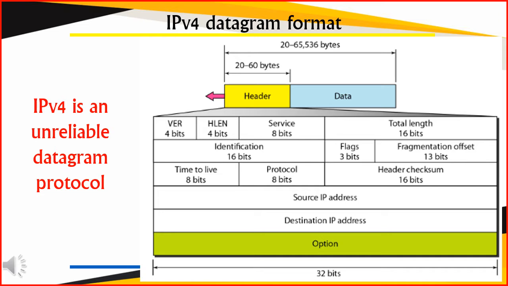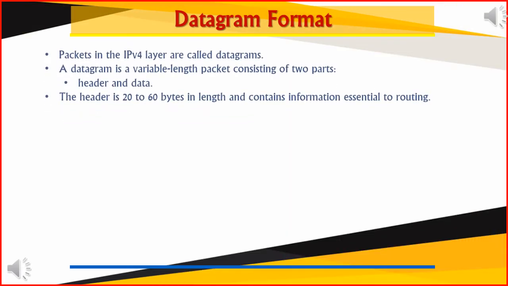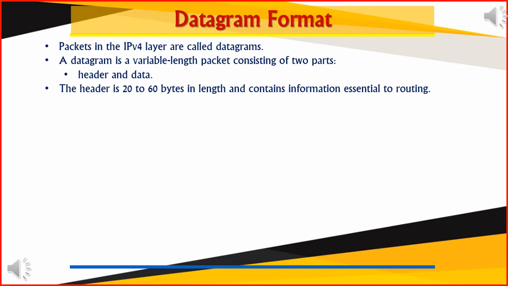In this picture we can see the IPv4 datagram format. As we know, it is a 32-bit protocol; the header contains 20 to 60 bytes, so the whole datagram is 20 to 65,536 bytes. We'll see this one by one in the next slides. Datagram format: packets in the IPv4 layer are called datagrams. A datagram is a variable length packet consisting of two parts, header and data. The header is 20 to 60 bytes in length and contains information essential for routing.